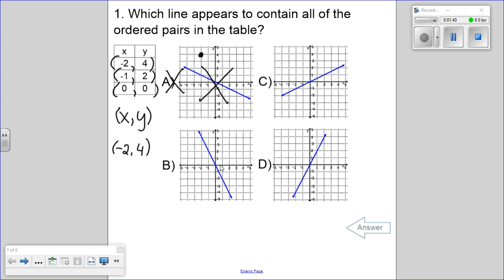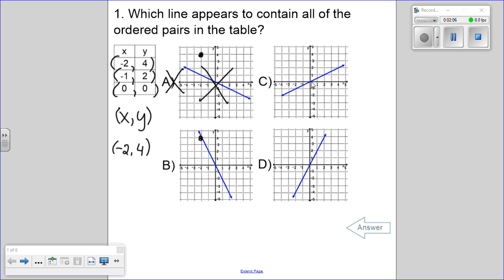Let's check out B. So again, when we're plotting points, we start at the origin, and we're going to look for -2, 4 to be on this blue line. So since my x value is -2, I go left 2. Since my y value is +4, I go up 4. 1, 2, 3, 4. This time when I plot the point, I notice that I am on the blue line. So B could be a good choice.